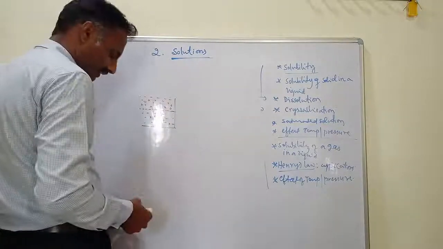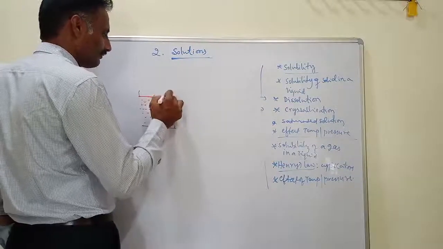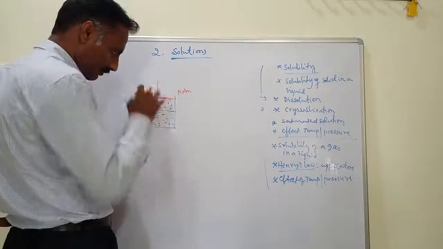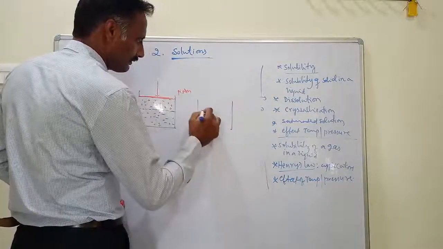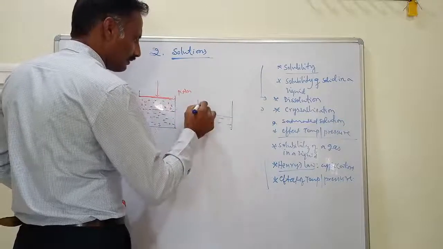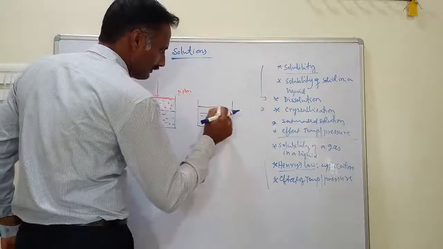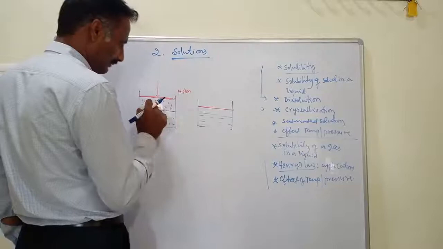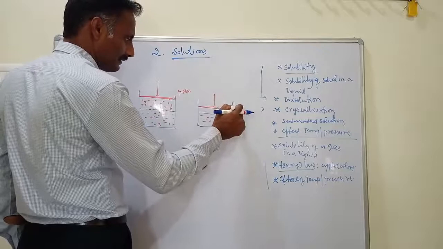Similarly, if you draw this, this is a piston. This is a frictionless piston that you are moving. Then, in another diagram, this is water and this is the vapor phase. When the piston moves downwards like this, the number of particles in solution goes on increasing by pushing the piston downwards.